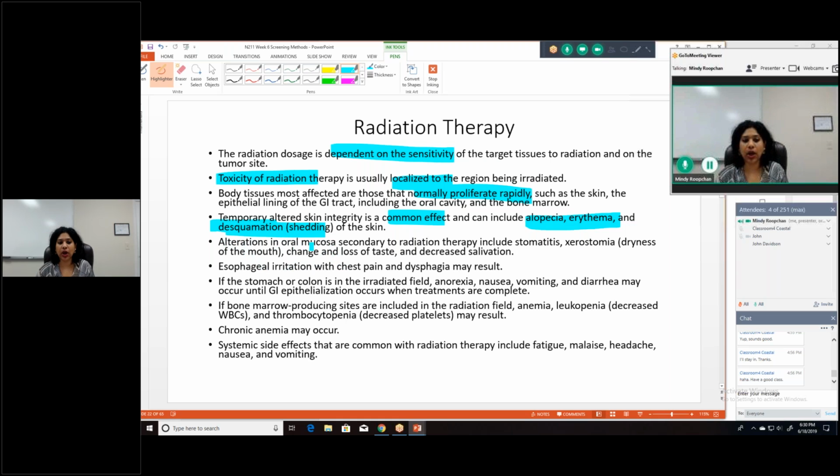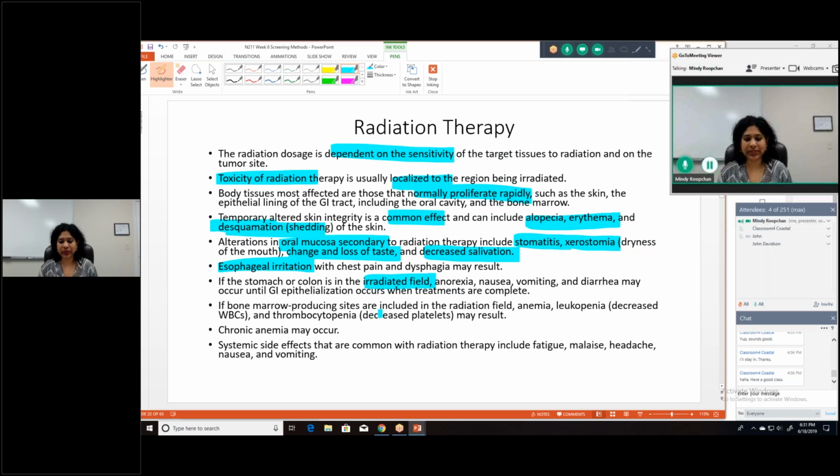So alterations in oral mucosa secondary to radiation therapy would be stomatitis, xerostomia, loss of taste, decreased salivation. Esophageal irritation with chest pain and dysphagia may also result. If the stomach or colon is in the irradiated field, anorexia, nausea, vomiting, anything that affects the stomach is going to cause upset stomach, nausea, vomiting, diarrhea, until epithelialization occurs and the treatment is completed.